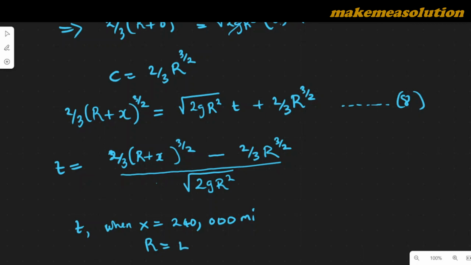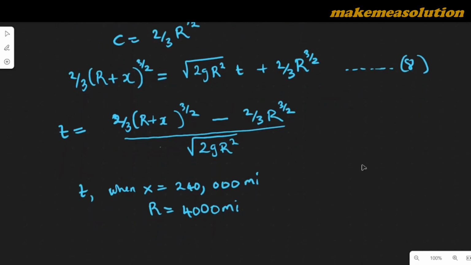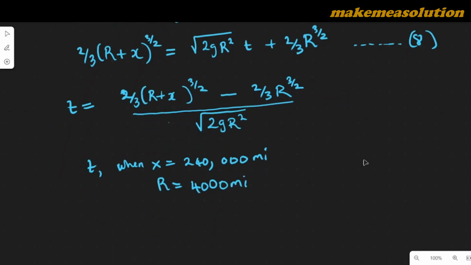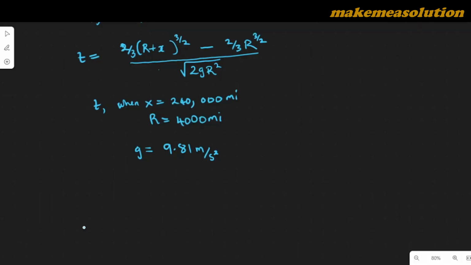4,000 miles. So I'm going to leave you to substitute these values on your own and determine t. So you can pause the video now and try to do it by yourself. I'll do it when you're done, so you can pause the video and try it now on your own. Okay guys, welcome back.